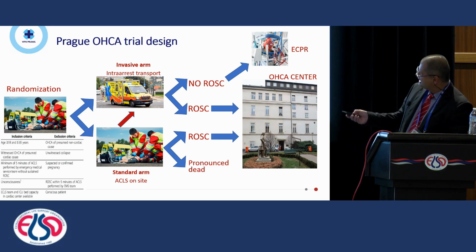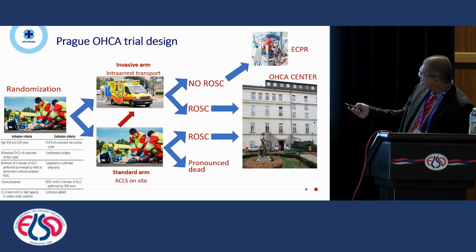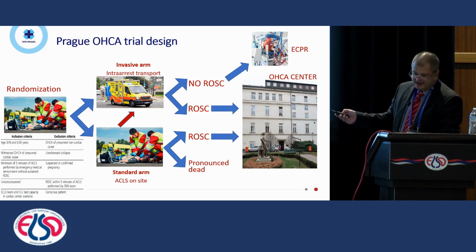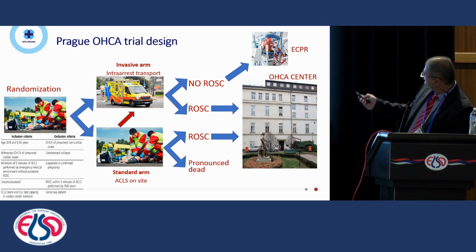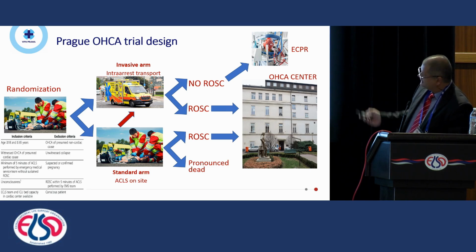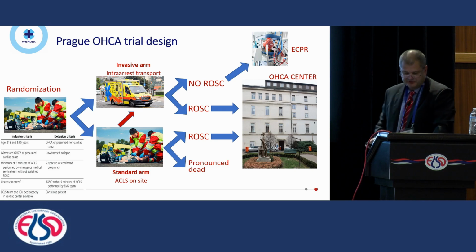As you can see, after randomization to the invasive arm, the patients were transported under ongoing CPR, a mechanical CPR provided by Lucas. If they got a ROSC en route or just immediately after admission, they were examined invasively in the cath lab, so we did everything in the cath lab, similar to Minneapolis. If they didn't have a ROSC, we put them on ECMO and then proceeded with the further invasive evaluation.